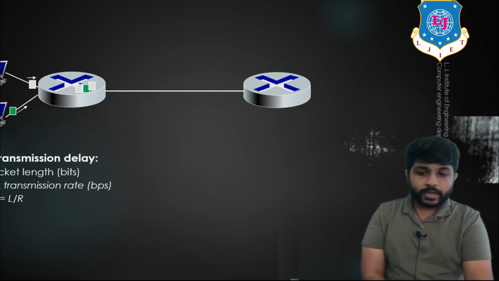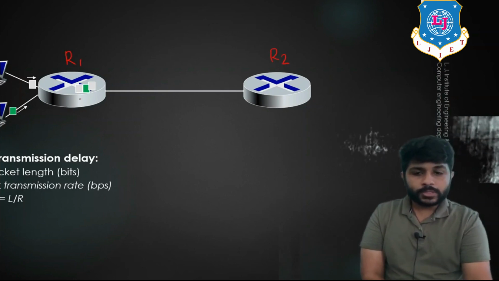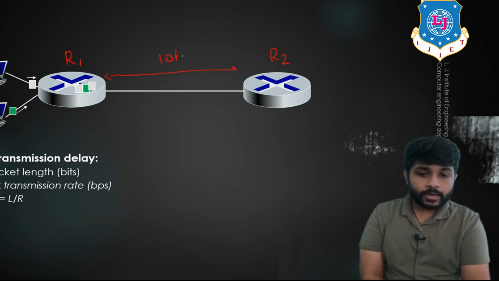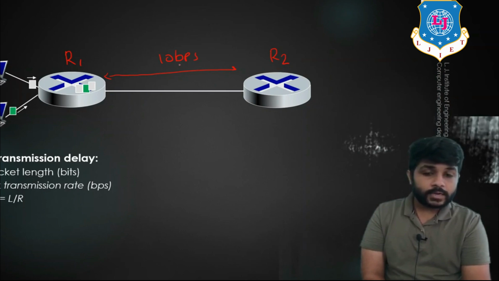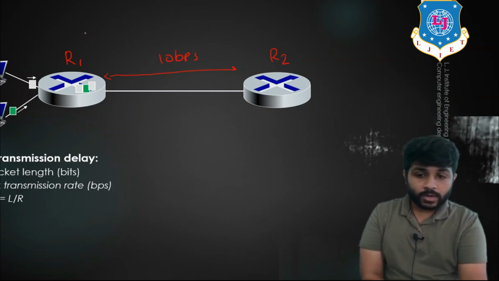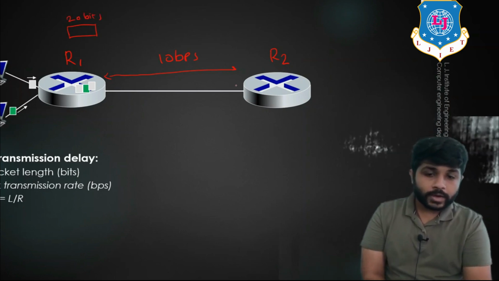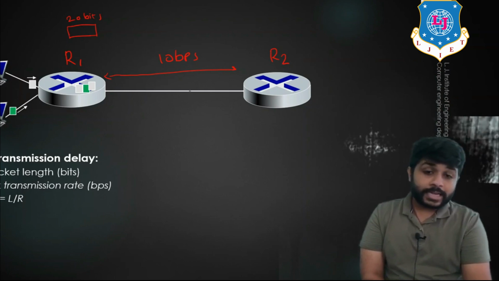You can see that again we are seeing the same figure. A and B are connected to R1 and R1 is connected to R2. Suppose the link between R1 and R2 is of 10 bits per second. The rate at which this link can transfer the data is 10 bits per second, and the router wants to send data of 20 bits. So the length of the packet is 20 bits and the rate of this link is 10 bits per second.